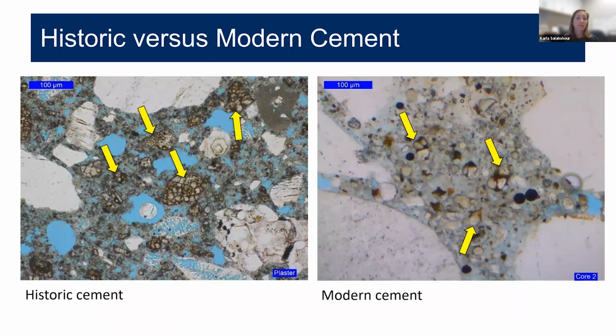This is an example of something that we could differentiate in thin section using a petrographic microscope. This is the difference between a historic and a modern cement. I mentioned before that we've seen significant changes in the material over time. One of those changes was to the grinding operations at a cement plant, which allowed for the Portland cement to be ground finer than was previously done. On the left is historic coarsely ground Portland cement, and on the right is much finer ground Portland cement.